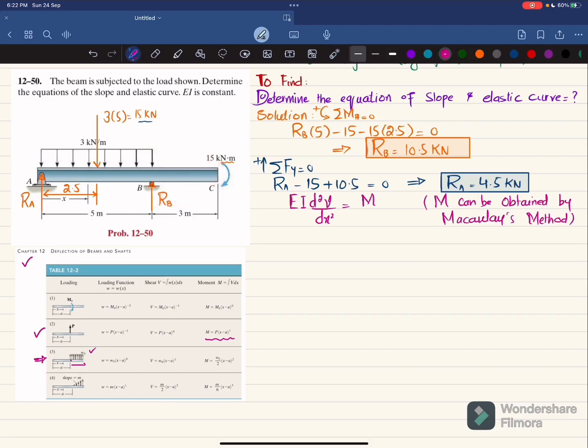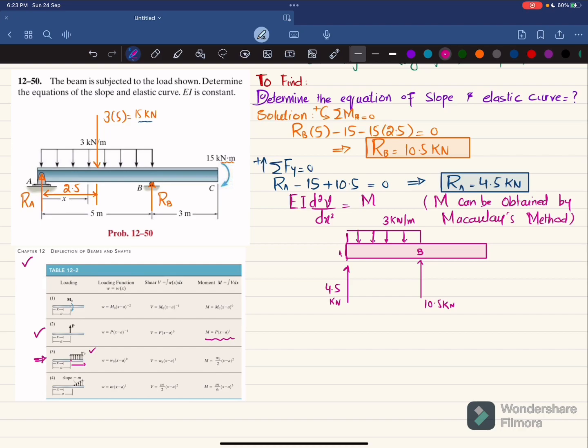So let me draw the free body diagram. So this is the beam. You have a load RA which is upward, and RA is 4.5 kilonewton, and at point B you have a load of 10.5 kilonewton, clear. And from A to B, this is point A, this is your point B. So from A to B there was a uniformly distributed load like this, and it was downward. The magnitude is 3 kilonewton per meter.